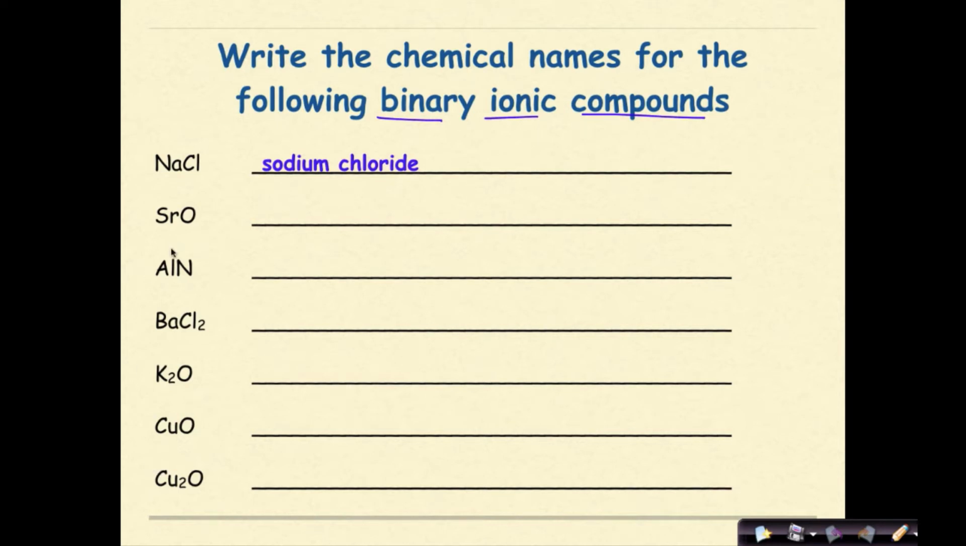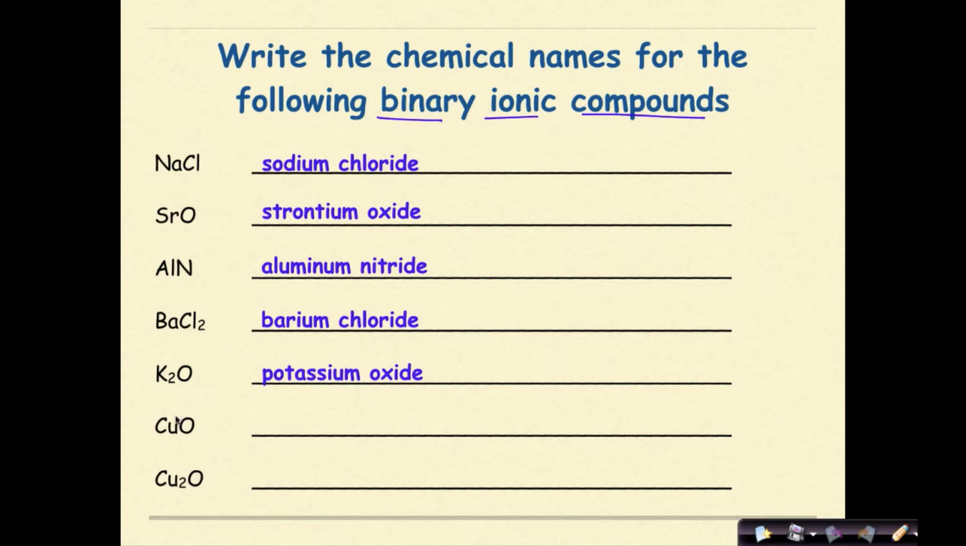So SrO, you should have written strontium oxide. AlN, you should have written aluminum nitride. BaCl2, you should have written barium chloride. K2O is potassium oxide. CuO is copper(II) oxide.